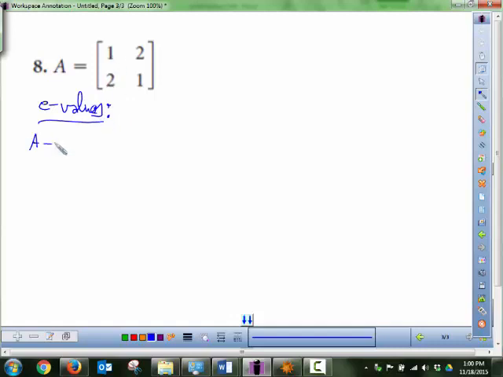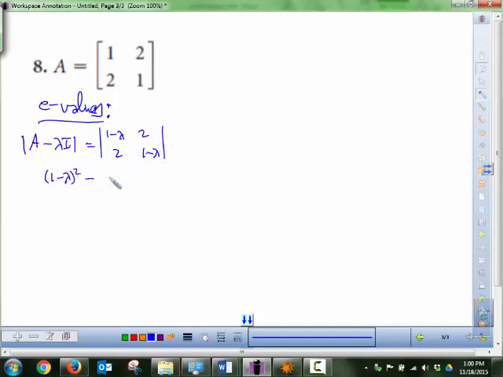We start off with the determinant of A minus lambda I, and we know that it's just going to be subtracting lambda from the diagonals: 1 minus lambda, 2, 2, 1 minus lambda. Find the characteristic polynomial, so the determinant of this is 1 minus lambda quantity squared minus 2 times 2, which is 4. And then we have 1 minus 2 lambda plus lambda squared minus 4. And then I think that's lambda minus 2 lambda minus 3. Is that correct?